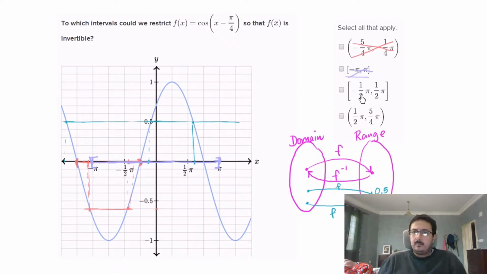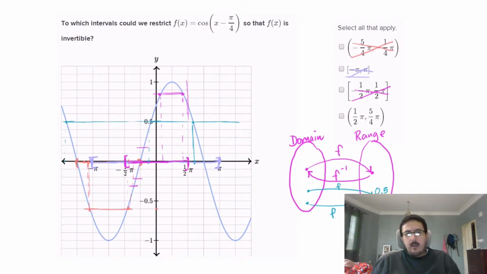Now, negative 1/2 pi to positive 1/2 pi. This one is interesting. If I apply a horizontal line right over here, I do intersect the function twice. So I have two members of this domain mapping to the same element of the range. So I can rule that one out as well.